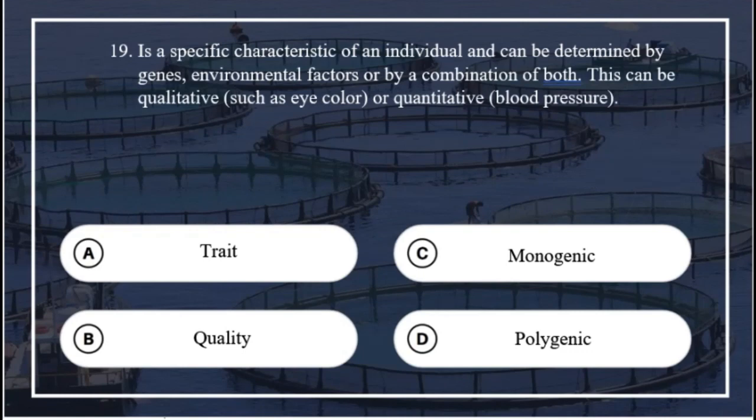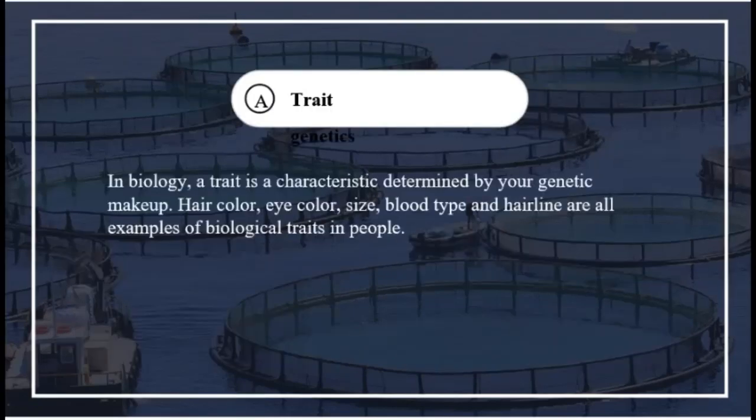19. This is a specific characteristic of an individual and can be determined by genes, environmental factors, or by a combination of both. This can be qualitative, such as eye color, or quantitative, such as blood pressure. A. Trait. B. Quality. C. Monogenic. D. Polygenic. Answer. A. In biology, a trait is a characteristic determined by your genetic makeup. Hair color, eye color, size, blood type, and hairline are all examples of biological traits in people.